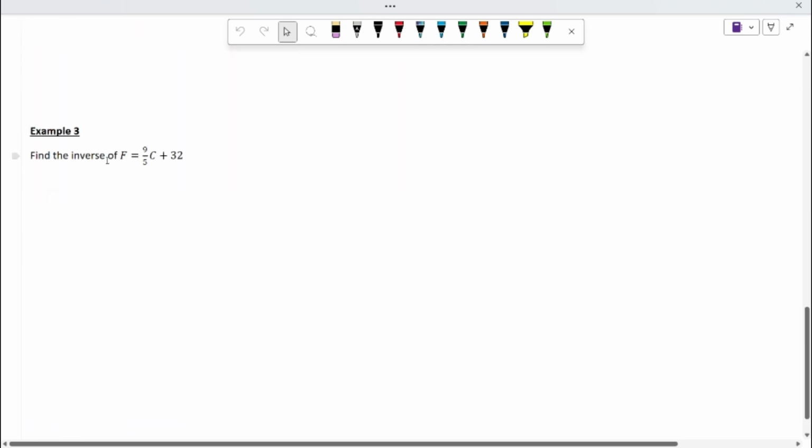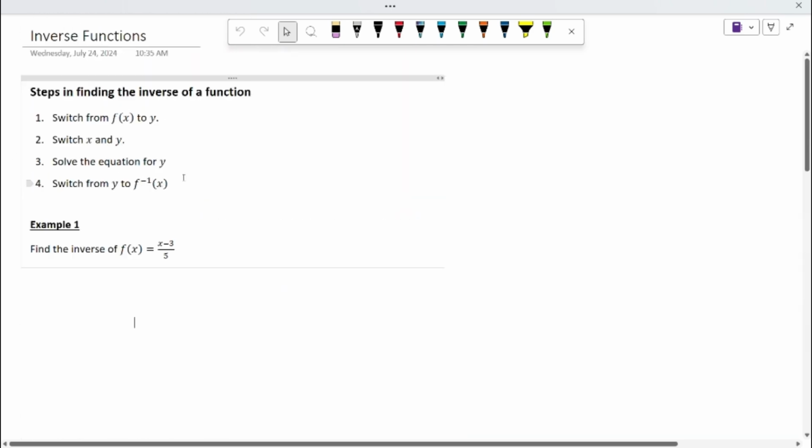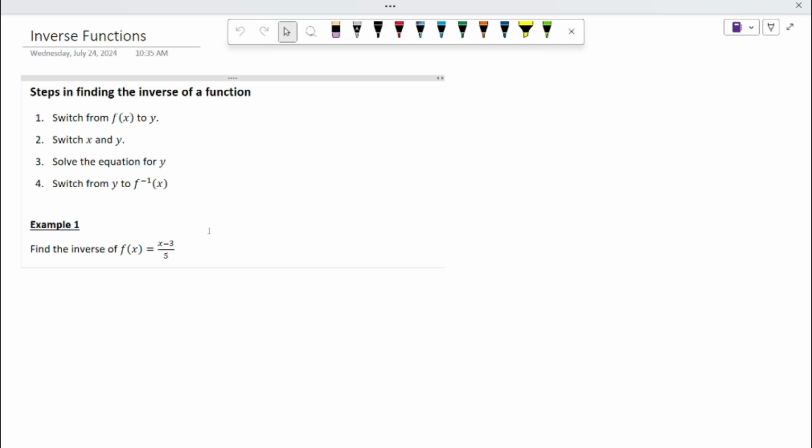We also have a last problem. This is finding the inverse, just like the first problem we are doing. So what I have here is a OneNote document about steps in finding the inverse of a function.